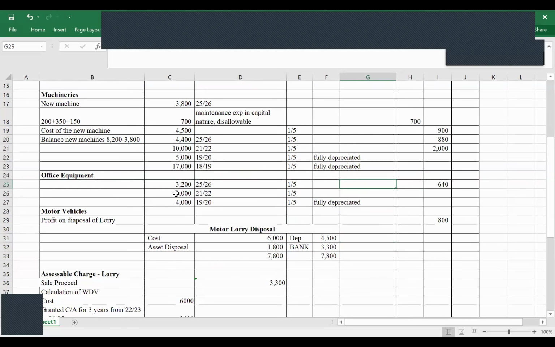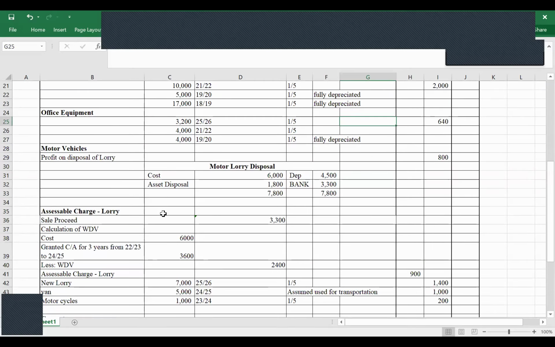Then we have to move to the office equipment. Office equipment of 3.2 million was purchased during the period. We will assume that it is used during this period. For all new machines and new office equipment, we have to assume that it is already used during this period, because the owner-user condition should be fulfilled for the deduction of capital allowances. Therefore, we assume that it is used. Then another 4 million and 4 million are fully depreciated, as I already explained.